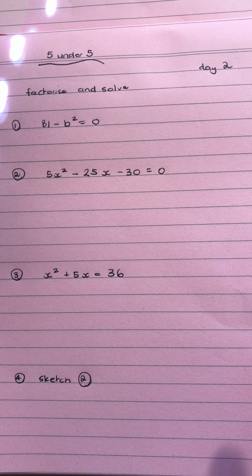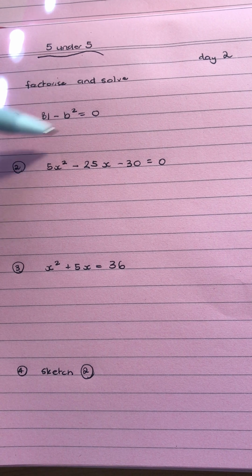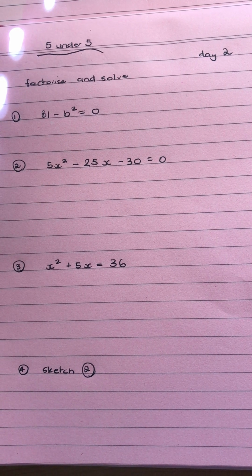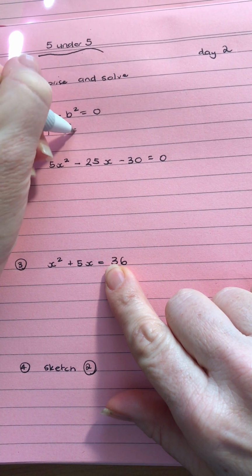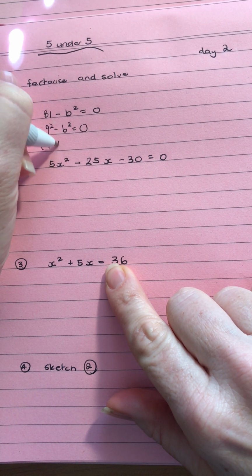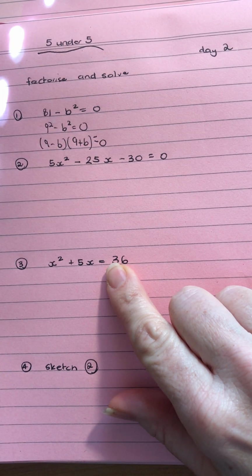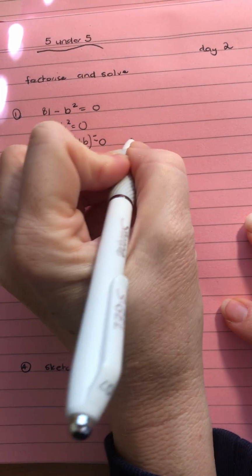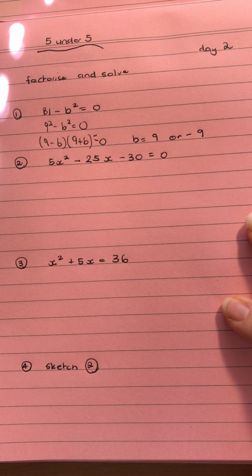Okay, looking at our 5 under 5 for quadratics, day 2. So looking at the first one, we have a difference of 2 squares. So we can write that as 9 squared minus b squared equals 0, which means we can then write (9 minus b)(9 plus b) in our brackets, which then means that we can solve that as b is equal to 9 or negative 9.